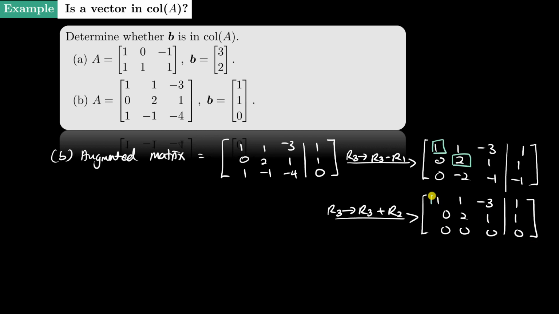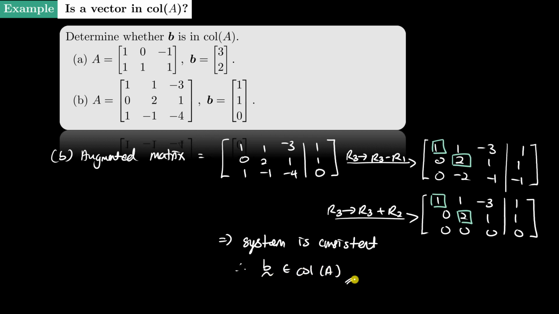So once again, we have 2 pivots, and the augmented column has no pivot, therefore the system is consistent, and our vector B is in the column space of A. So that's the solution for part B.